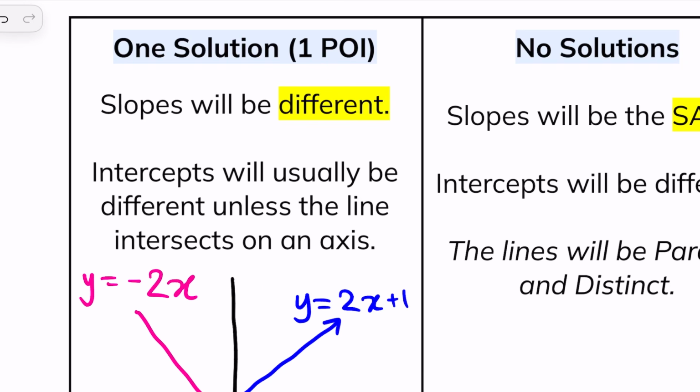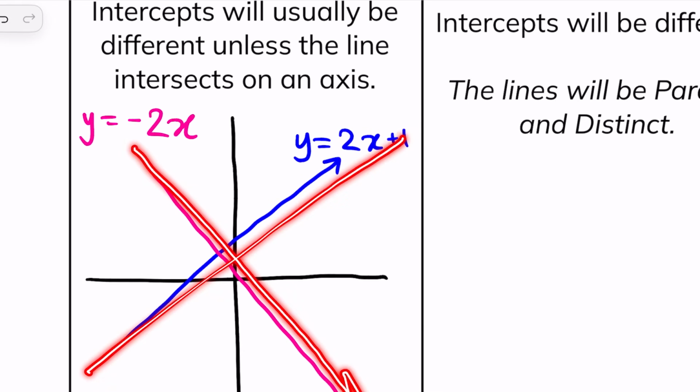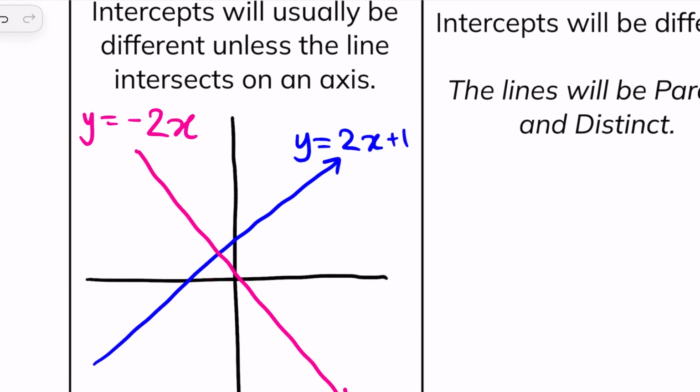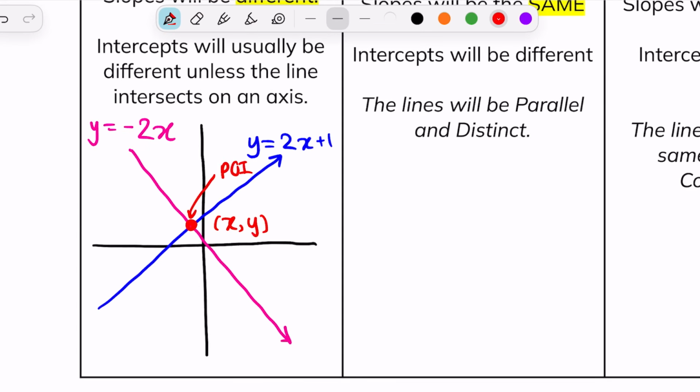So should we expect to have a point of intersection? Yes. And as you can see, the lines go different directions, but eventually they will have to cross. So our point of intersection here is right here. This is the point of intersection. This is x and y, so indeed we will get a point of intersection.